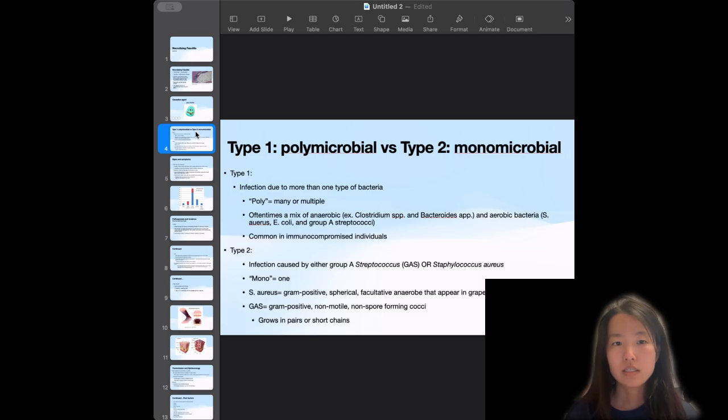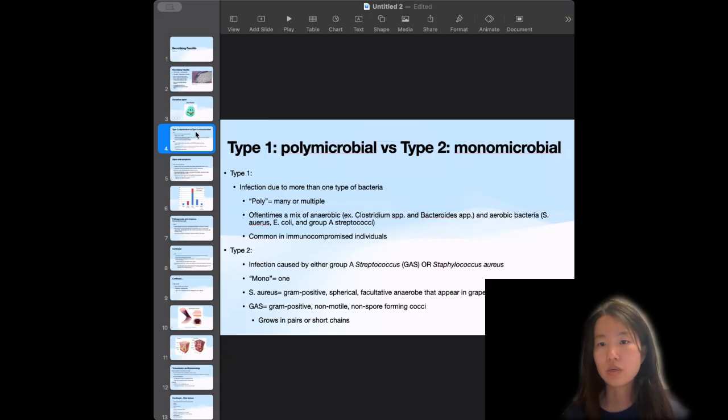And for GAS, it is also a gram-positive bacteria. It is non-motile and non-spore forming cocci, so spherical. However, it grows in pairs and short chains instead of grape-like clusters.